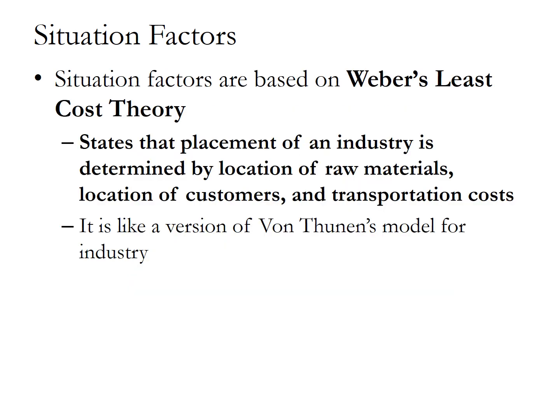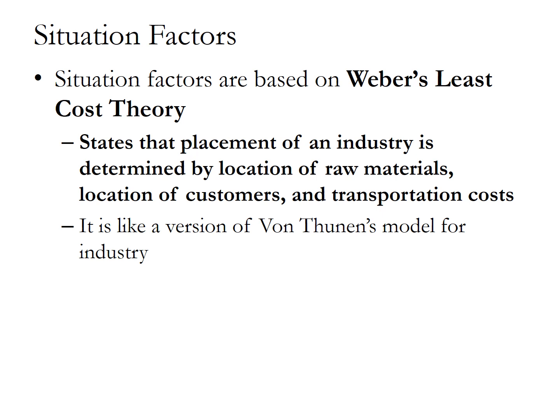Now, all of this comes back to this theory we have to know called Weber's least cost theory, which simply states that the placement of an industry is determined by its location of raw materials, location of customers, and the transportation costs. It's very similar to von Thünen, right? So remember, if your inputs are heavy and take up lots of space and you have to use multiple truckloads to make one finished product, you want to be near your inputs.